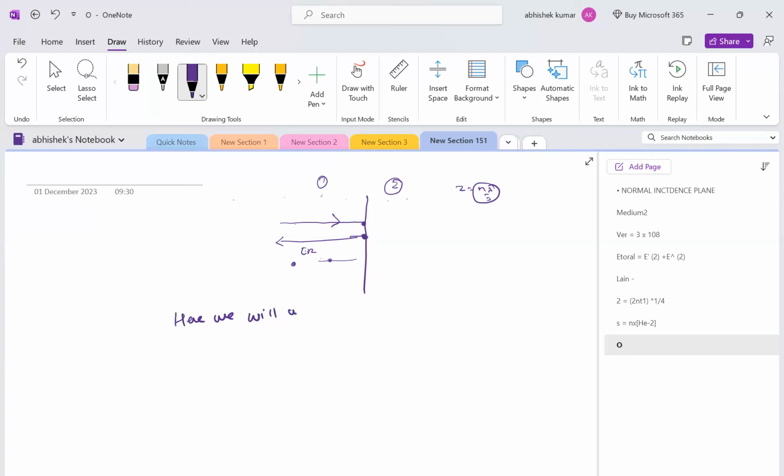Here we will get locations of minima and maxima, basically, because we will not get the null. See what happens? This is our incident field and this was our reflected field. So complete cancellation will not happen.